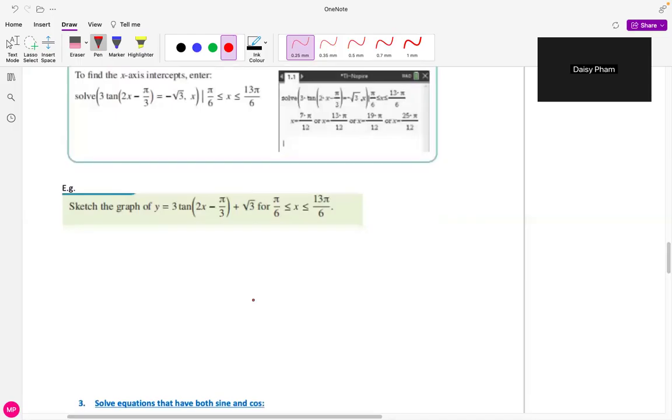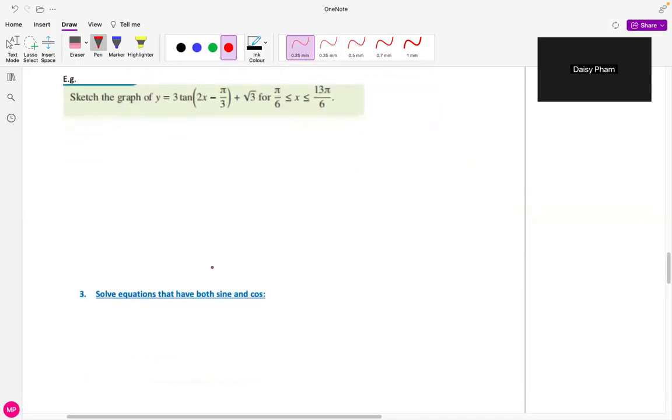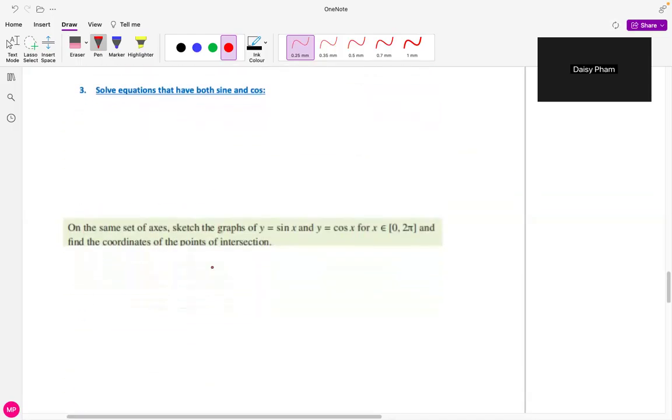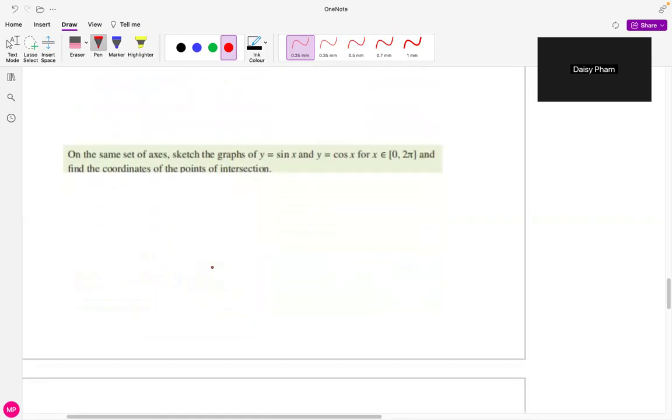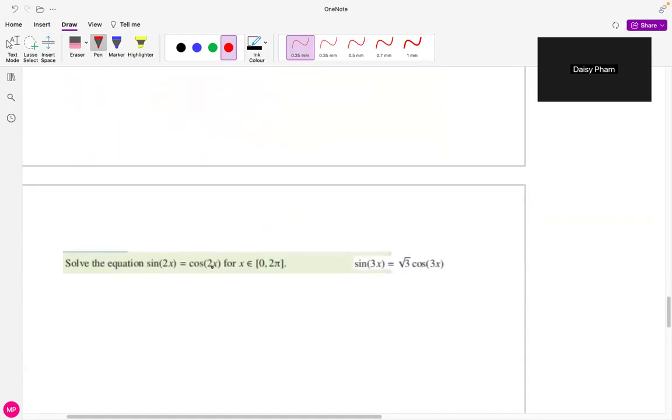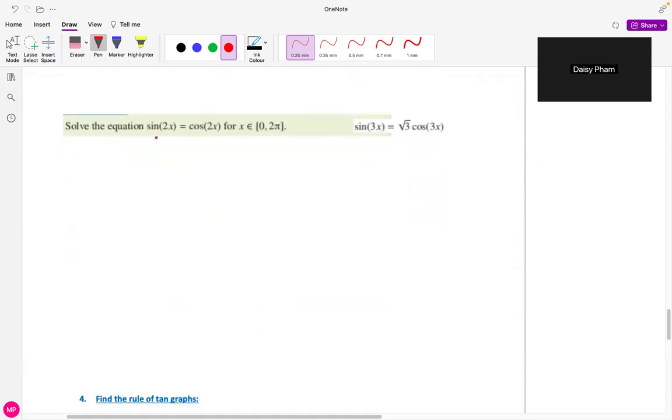Now, let's talk about solving sine and cos equations. Here you can see sine of 2x equals cos of 2x, and they actually solve it. The general strategy is we're going to divide both sides by cos of whatever the angle is, so cos of 2x divided by cos of 2x on both sides. That's how we convert to tan, because remember, tan is sine divided by cos.